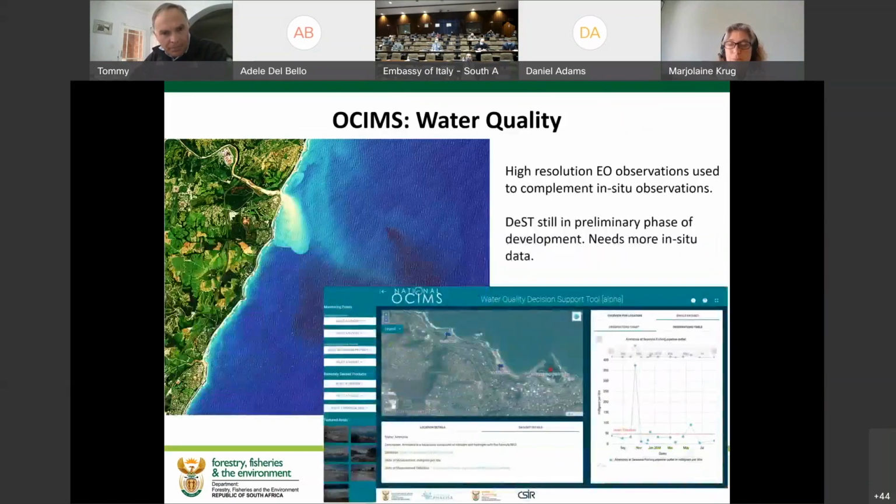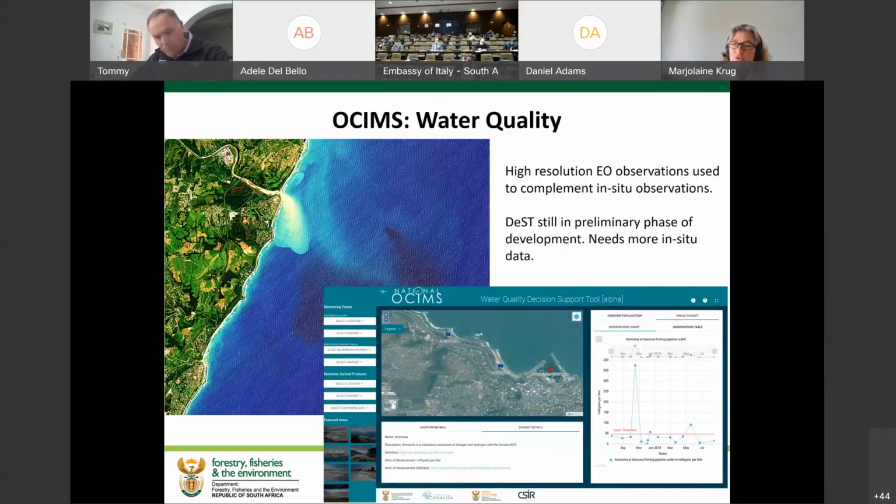We do also marine water quality. This is really in the early stages of development. And again, using very high resolution Sentinel data for this. But what is missing at the moment is a lot of in-situ information to corroborate the satellite outputs and look at pollution or effluent blooms, etc.